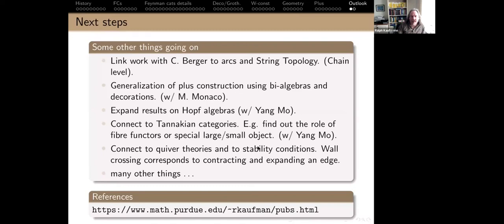And you can then in class ask about stability conditions and wall crossings. And we know what that is. That's contracting and expanding an edge. And that's also related to higher Siegel spaces.